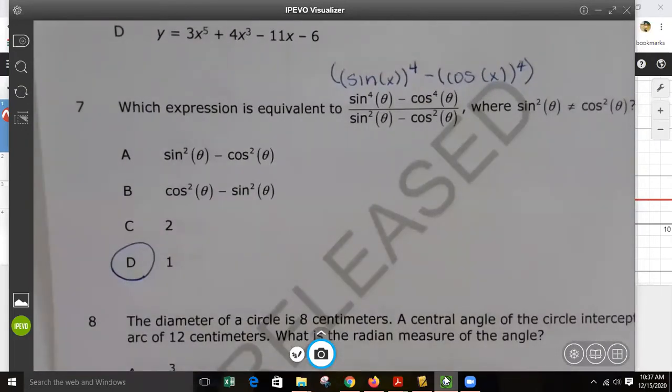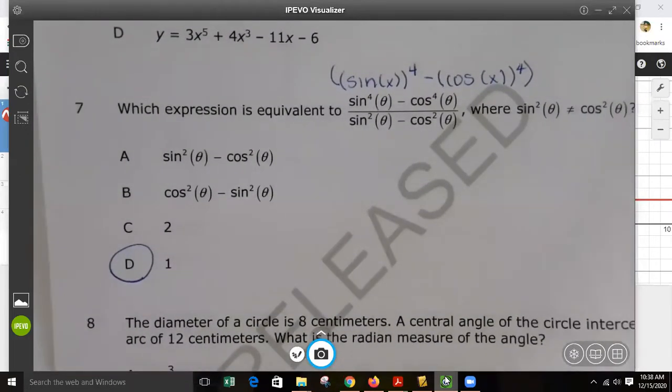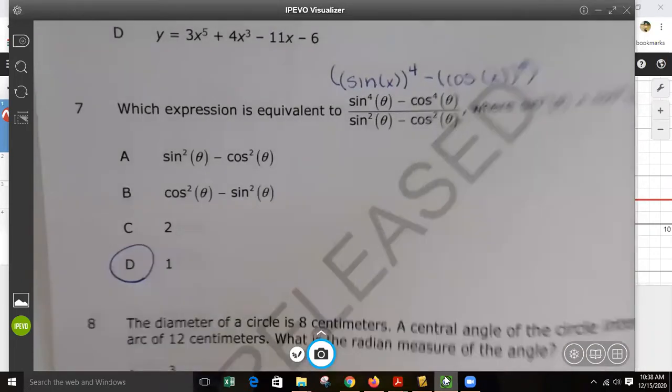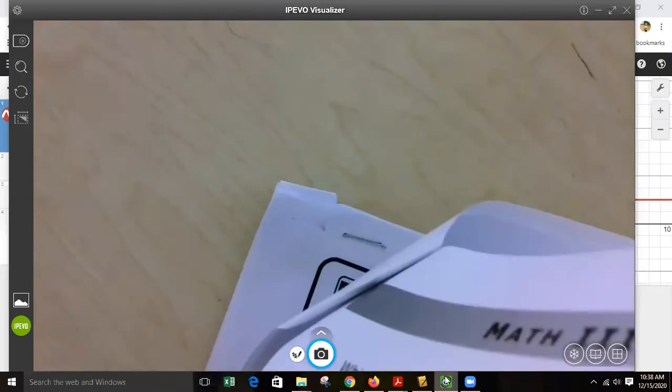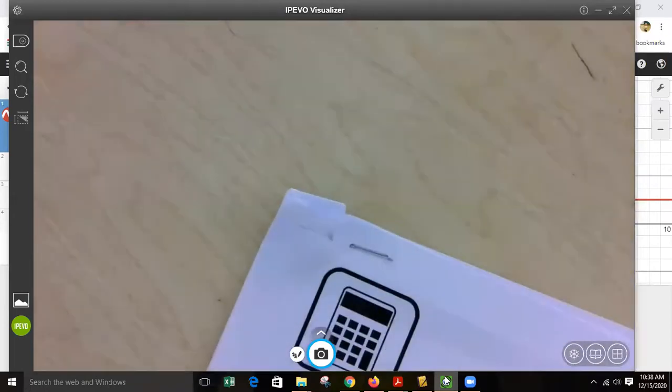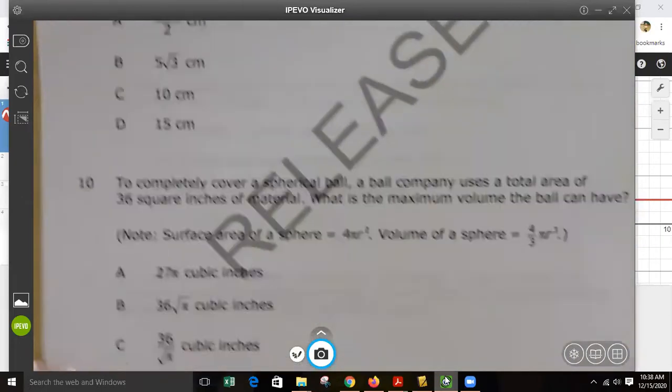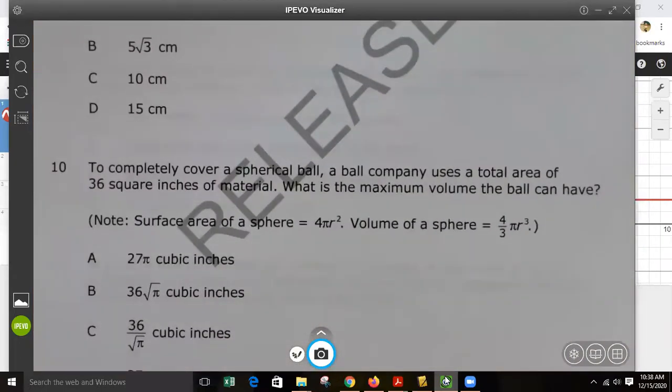All right. I'm going to hold off on the next one. We should know that, though, because that's circles that we've already done. Look at number 10. Number 10, they give you the formulas, so you didn't even have to remember them.